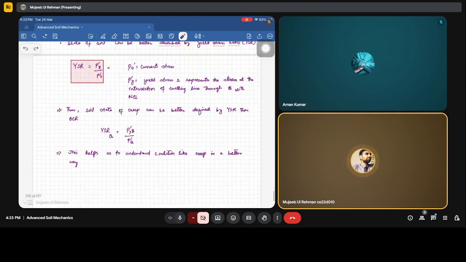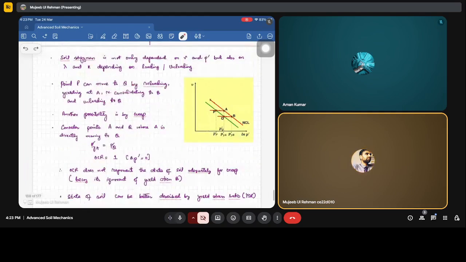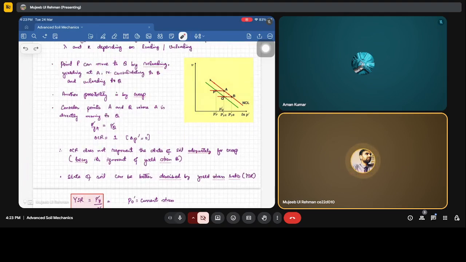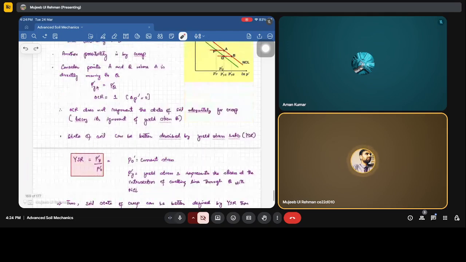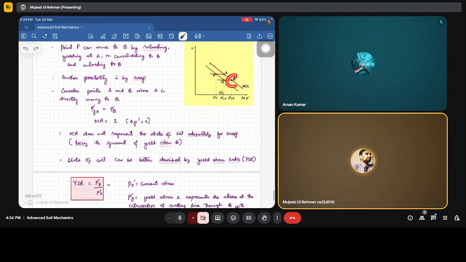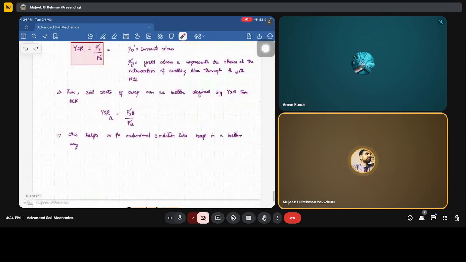This helps to understand the condition like creep in a better way. If we talk about creep in terms of OCR, we will get one value. It doesn't tell us anything about the stress rate of the soil. Also, we are nullifying the information corresponding to the B state from where this Q state has been reached. Once A starts loading to B, and then it goes through unloading from B to Q, in the OCR this information was missing. But when we talk about the YSR, the yield stress ratio, the information corresponding to this state is not nullified. It's taken into account.